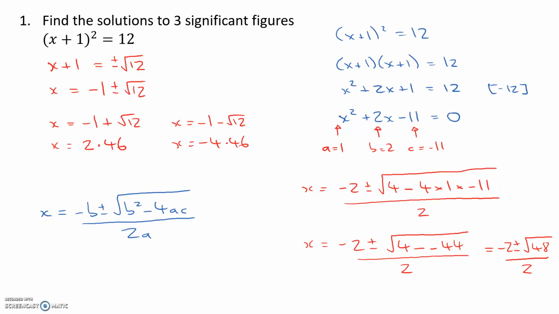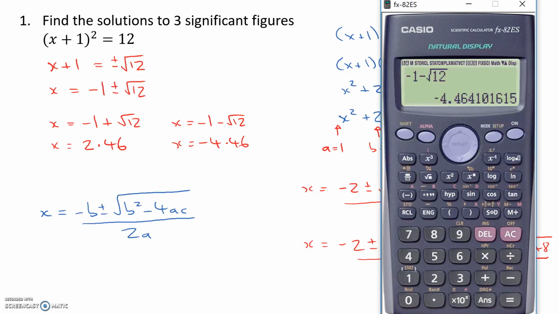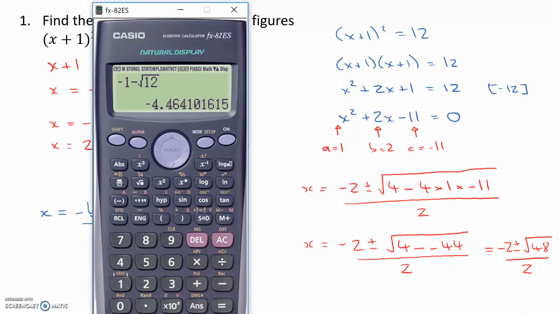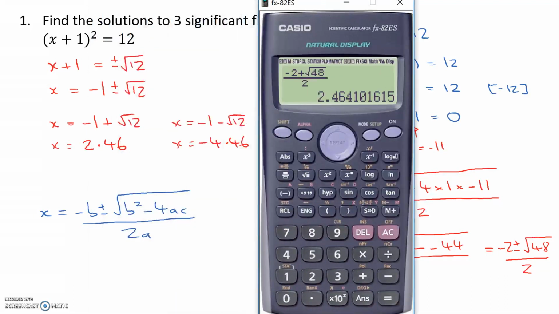Yeah, what I had on the left-hand side on the top left. Alright, but if not, we could put in both of those solutions. So we've got negative 2 plus root 48 all over 2. Now fingers crossed, that's going to give me one of my solutions from before, which it does.